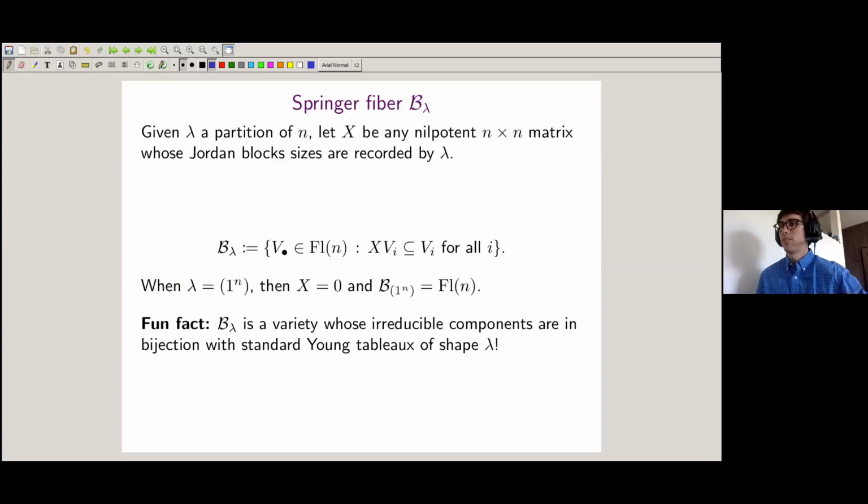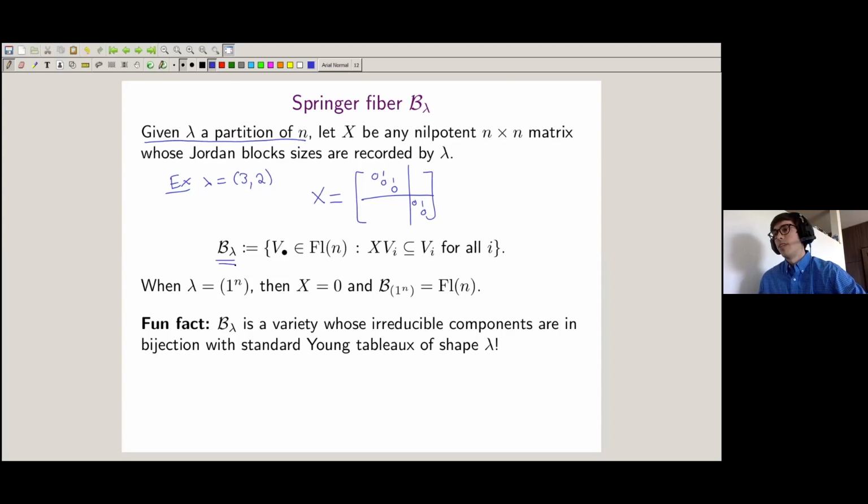Okay, so on to Springer fibers. Given a partition of n, I'll let X be a nilpotent n by n matrix, such that the Jordan block sizes are recorded by that partition. As an example, if lambda is 3, 2, then in Jordan canonical form, this matrix would look like a block matrix of size 3 and then a block of size 2, where the first block looks like this, so zeros on the diagonal. Second block looks like this. Notice I need zeros on the diagonal here because it's nilpotent. All of the eigenvalues are 0.